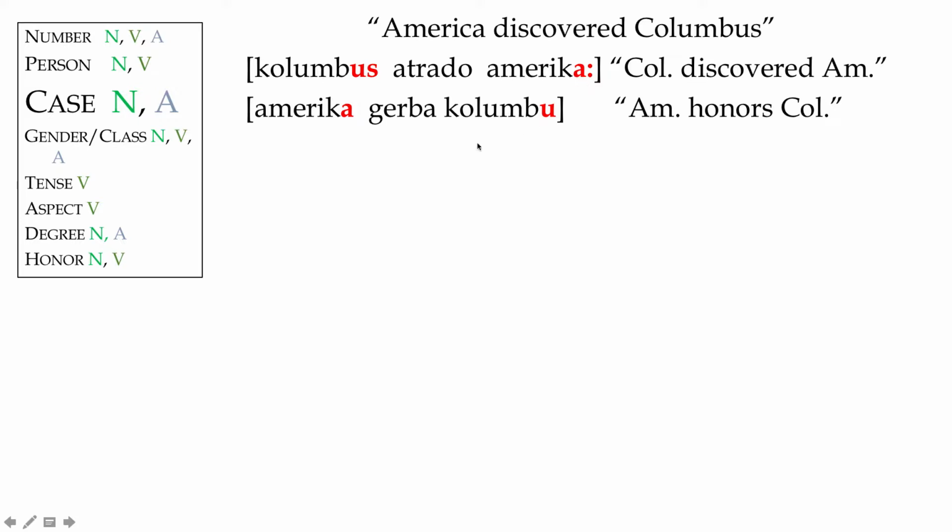and what is being done unto, they can actually reverse the order. Instead of Columbus atrado America, which would be Columbus discovered America, you could switch the order if America was the more interesting information. America atrado Columbus, because of this S ending, the speaker knows that even though this is in that second noun position, Columbus is actually the one who's meant to be doing something in the sentence.